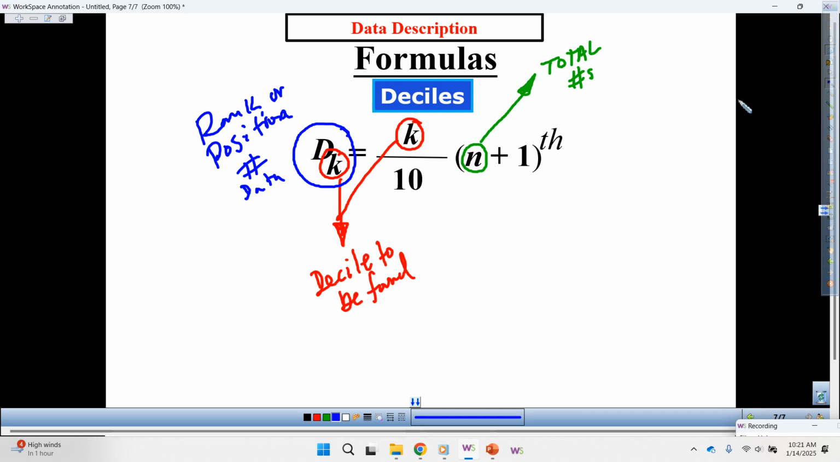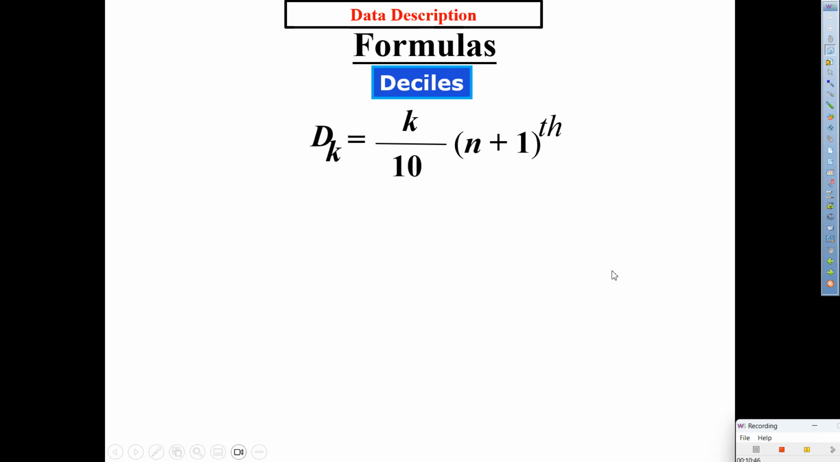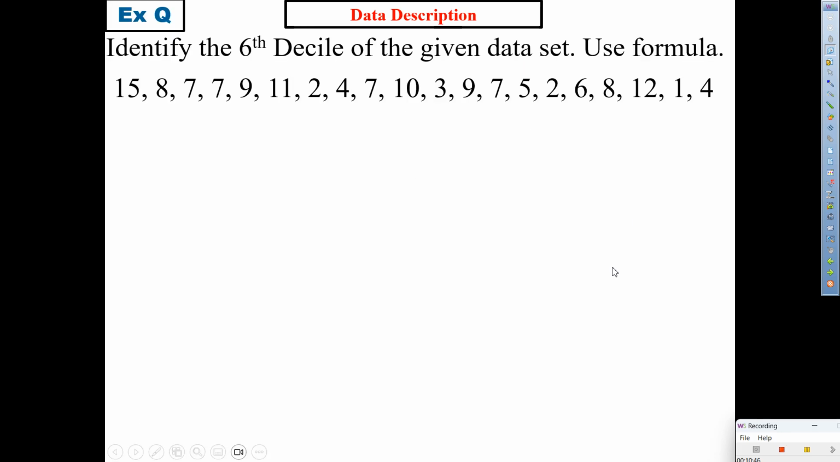Without further ado, copy this problem onto your notes. Example Q. And it reads, identify the 6th decile of the given data set. Use formula. And we're given 15, 8, 7, 7, 9, 11, 2, 4, 7, 10, 3, 9, 7, 5, 2, 6, 8, 12, 1, and 4. Copy the entire problem first, so that you have the entire process. I'll give you some time. Copy and go. Step 1.